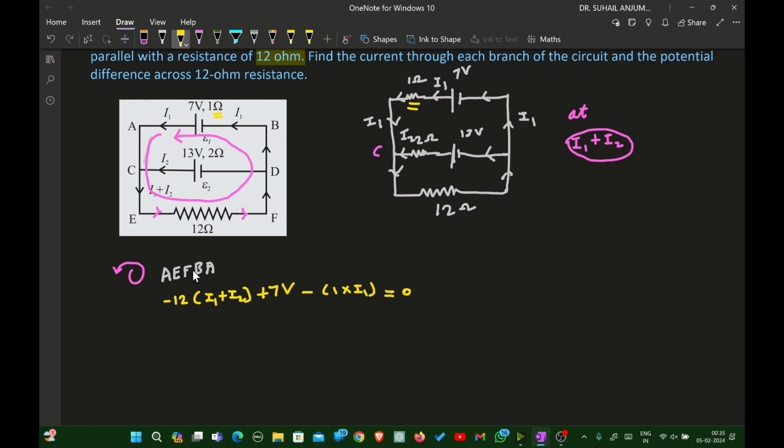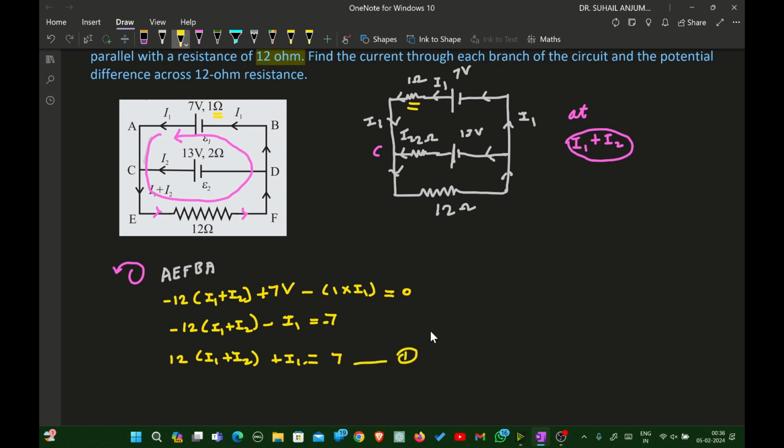So this is the Kirchhoff's voltage law for this loop. You should remember how to write down these Kirchhoff's voltage laws and some rules to solve any kind of complicated examples also. Now we have to just simplify this. So I will write this as minus 12 into I1 plus I2 as it is, and minus I1, and if I take this 7 to the other side, it will be minus 7. Now if I cancel this minus sign throughout, it will be 12 multiplied by I1 plus I2, plus I1, as minus becomes plus, and is equal to this minus 7 on the right hand side, which becomes plus 7. So this is our equation number 1.